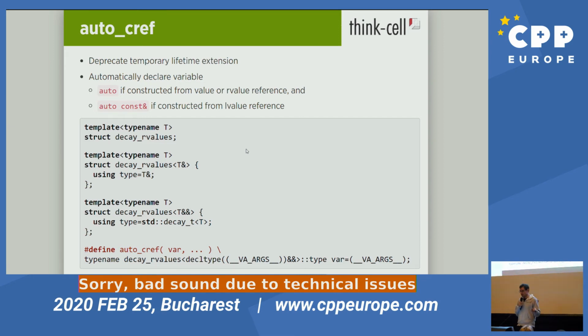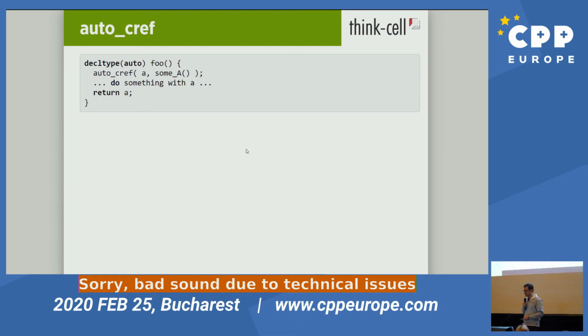So what do we really want to do here? We want to decay R values. Whenever you're getting an R value, either a value or an L value reference, we want to decay, we could turn it into a value. If you're getting an L value reference, we leave that L value reference alone, we just take it as an L value reference. And that is what the type function, this decay R value, is doing. And then we wrote it in a macro that determines the type of our expression and generates the correct variable type, and then uses that actual variable type and assigns the expression to that variable. I called it auto-cref, and we use it.